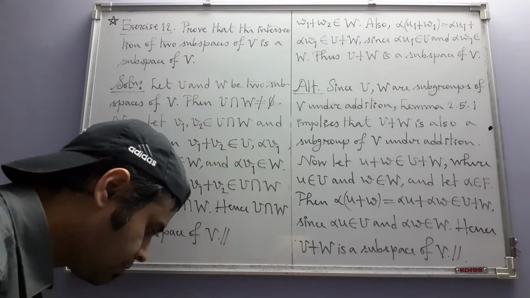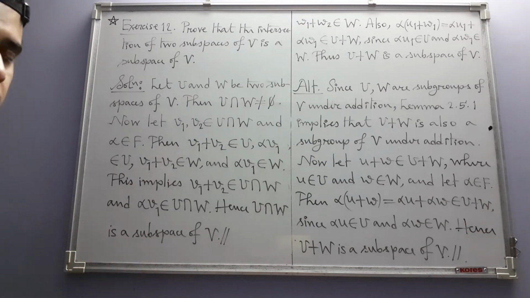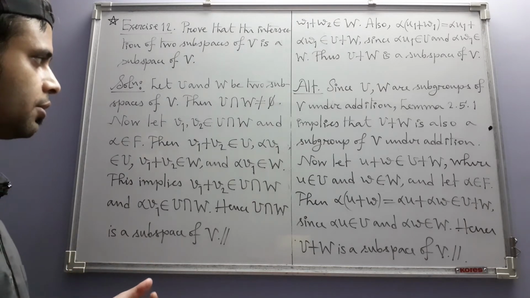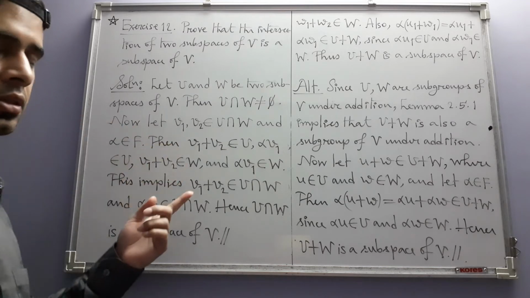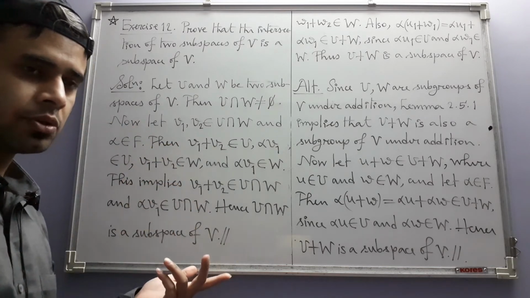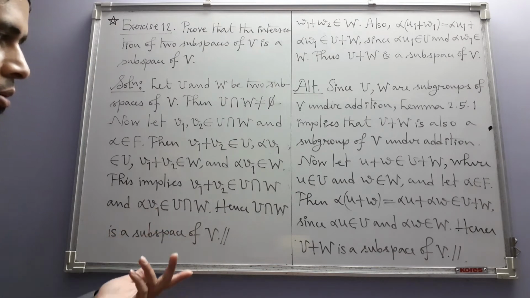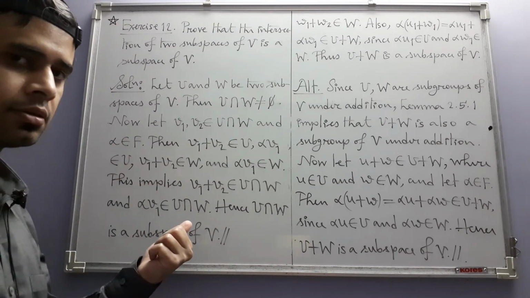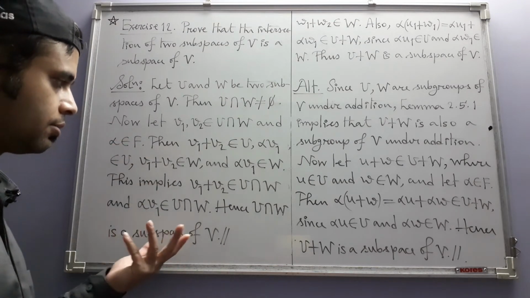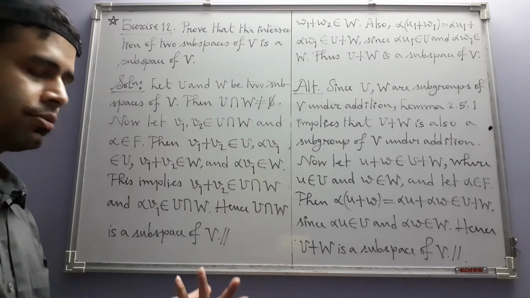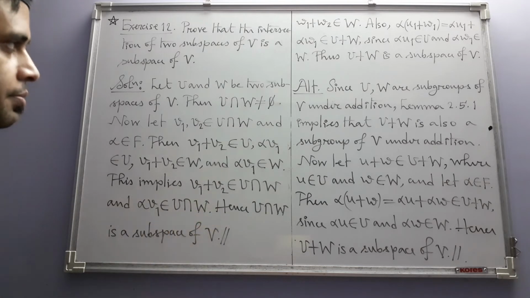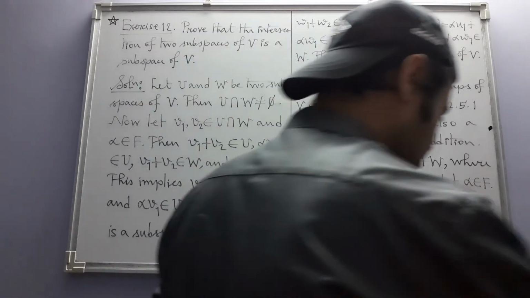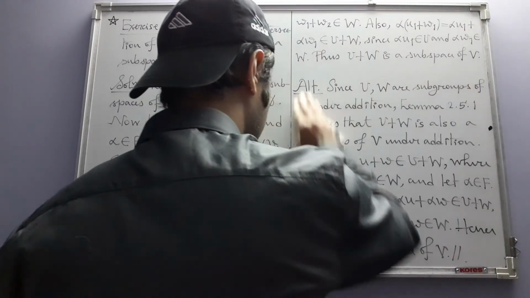Okay, I urge you to try the alternate solution also, where first of all you have to argue that this intersection is a subgroup of V under addition, which will come from results in group theory, and then you show that this intersection is closed under multiplication by scalar, which is just this. So this is the solution.